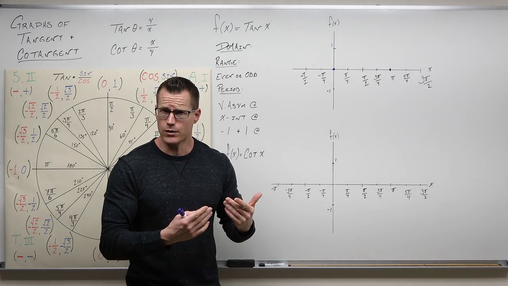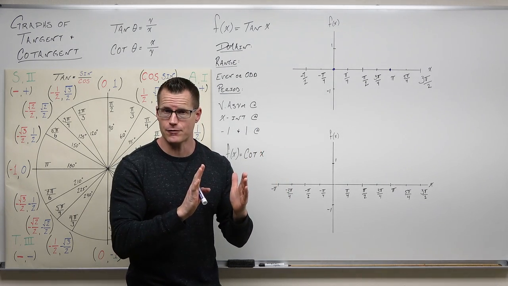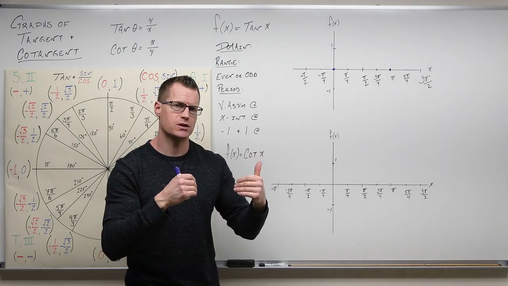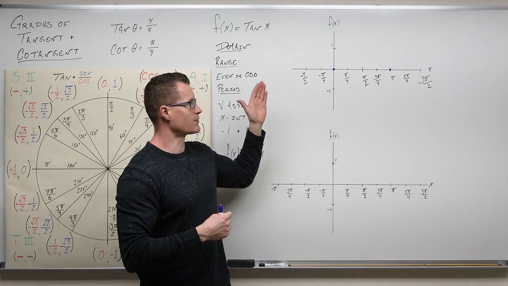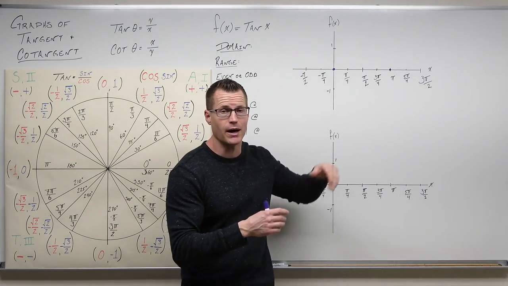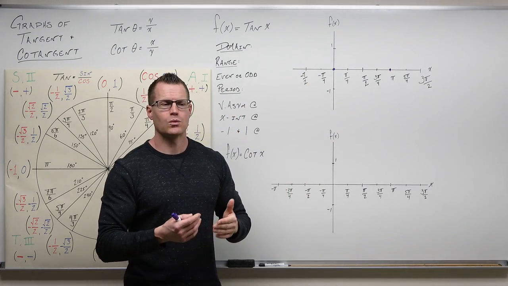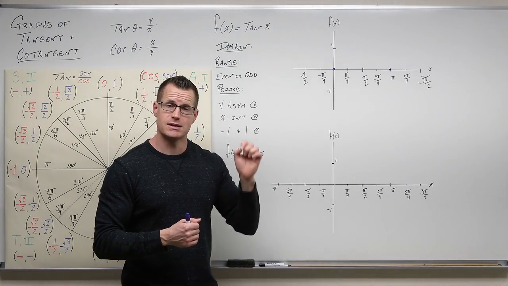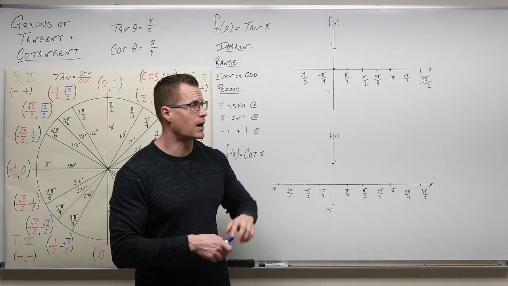What we're going to find out with tangent is the period is half of what it is for sine, cosine, secant and cosecant. It's going to be just pi. And we're going to get an x-intercept at 0, and then pi, and then 2 pi, 3 pi, all the way forever. So we could write something like that. Maybe make a little note that x-intercepts happen at 0 plus k pi.